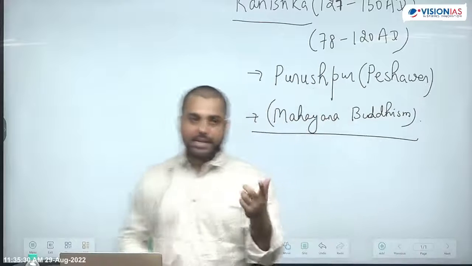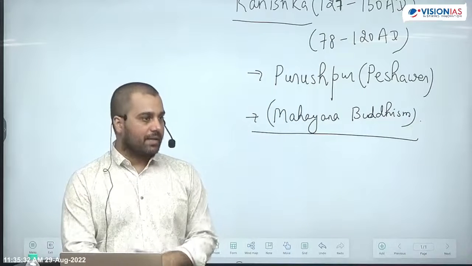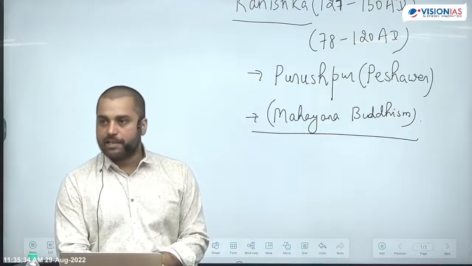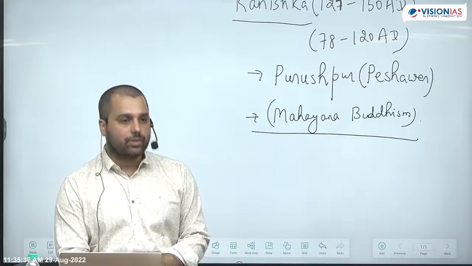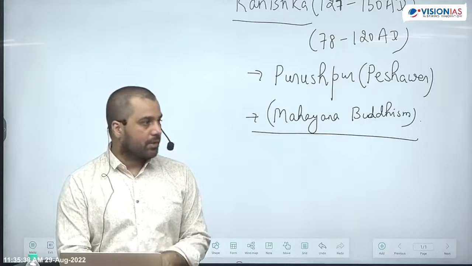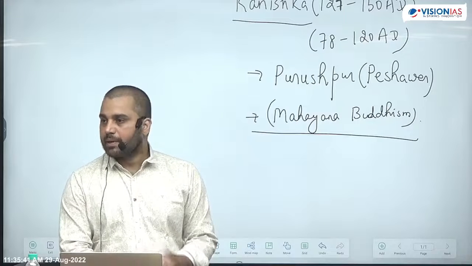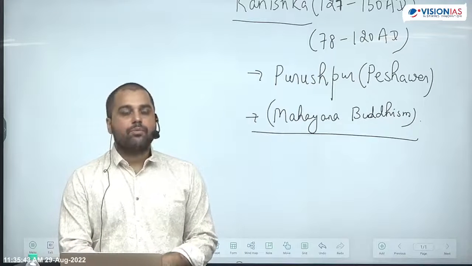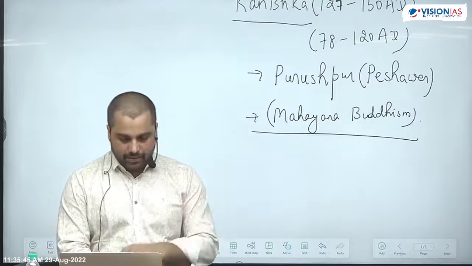So, in Kanishk's time, the division of Mahayan form and Hinayan form of Buddhism, after this point of time, Mahayan became the most popular Buddhist school of thought, not only in India, but across the world. And Hinayan form of Buddhism gradually declined.